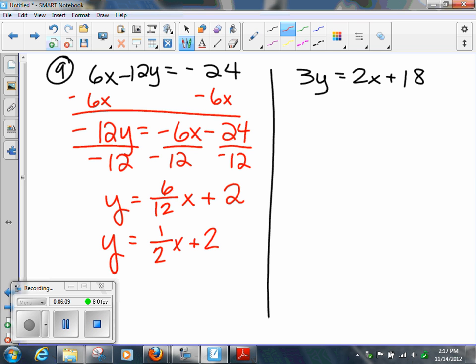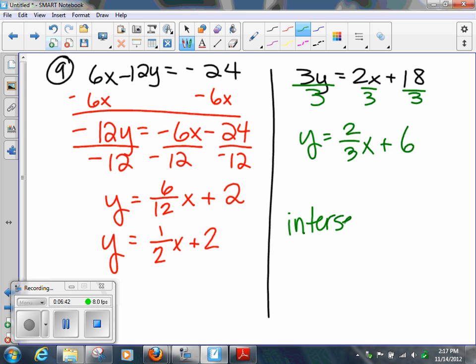Right on? Okay. Do the same thing for the next one. What am I going to do with 3y? I'm going to divide by 3. What I do to one thing, I have to do to every single thing, right? That gives me 2/3 x plus 6. Now, what's the first thing we should compare? The slopes. Are my slopes the same at all? No. So they're not parallel. They're not coinciding, so they are intersecting. Okay, the only time it was subtract the x. How's it intersecting? It could be there.